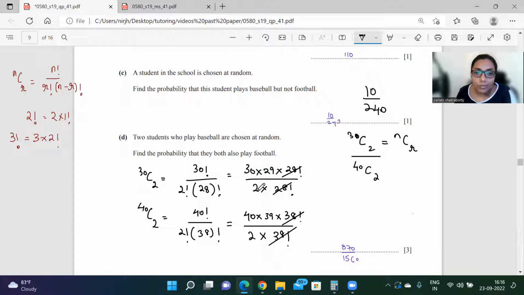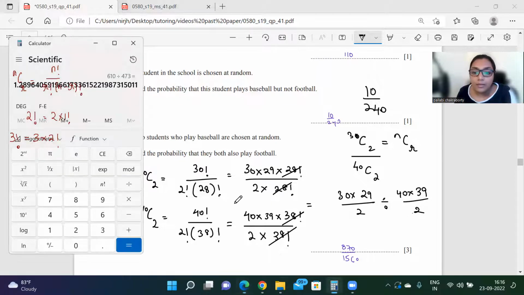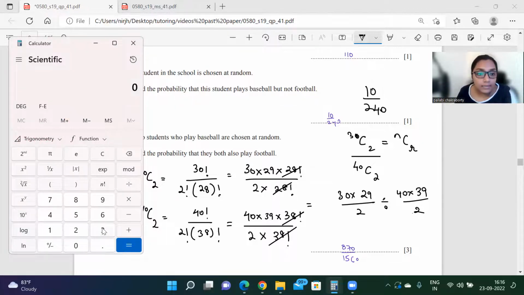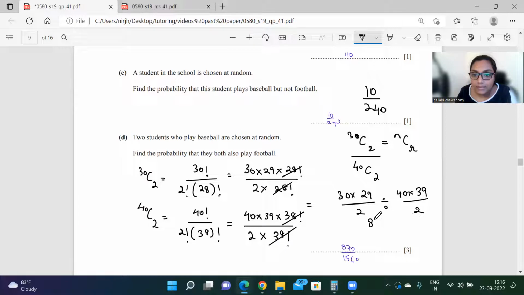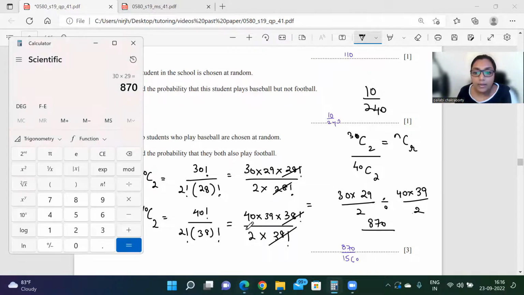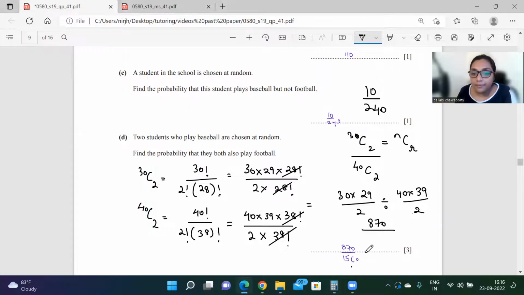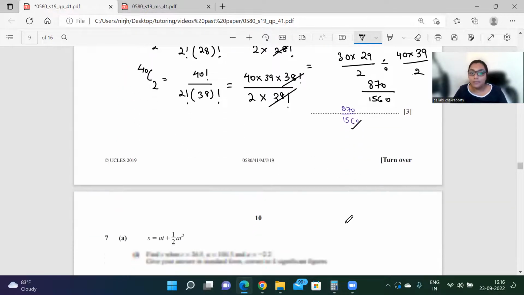Now you need to divide these two, right? 30C2 by 40C2. So what happens? 30 times 29 by 2 divided by 40 times 39 by 2. So the 2 gets cancelled out. So what are you left with? Let's calculate. You have 30 times 29, which is 870 on top, and you have 40 times 39, which is 1560 as the denominator. And that's how you arrive at this answer.